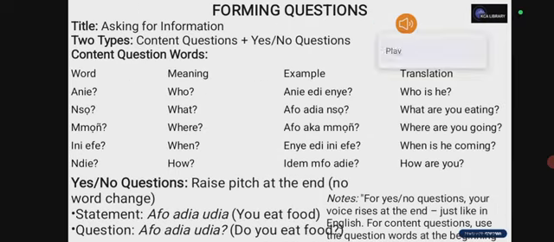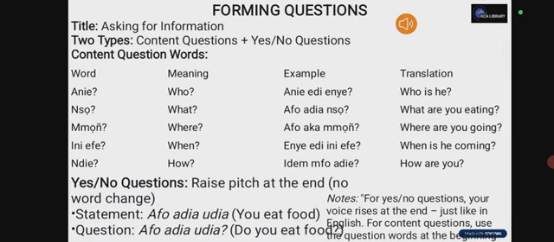Forming statements and questions. Efik-Ibibio makes questions two ways. The first way is for yes or no answers. The second way is for information answers like who, what, where, and when. Both ways keep the same subject-verb-object order, so you do not rearrange words like English sometimes does.